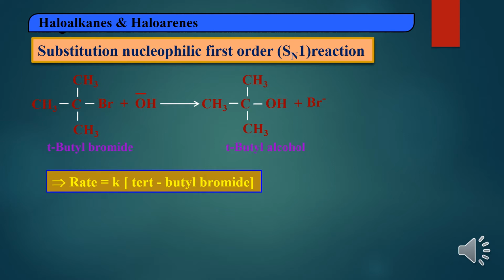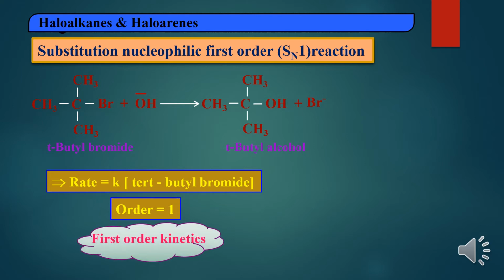Now, here the rate is directly proportional to only the alkyl halide. Here the alkyl halide is tertiary butyl bromide. So that's why it depends upon only one concentration term. The experimentally determined concentration term is 1, hence the order is equal to 1. Then it is first order kinetics. It is even called a unimolecular or monomolecular reaction.